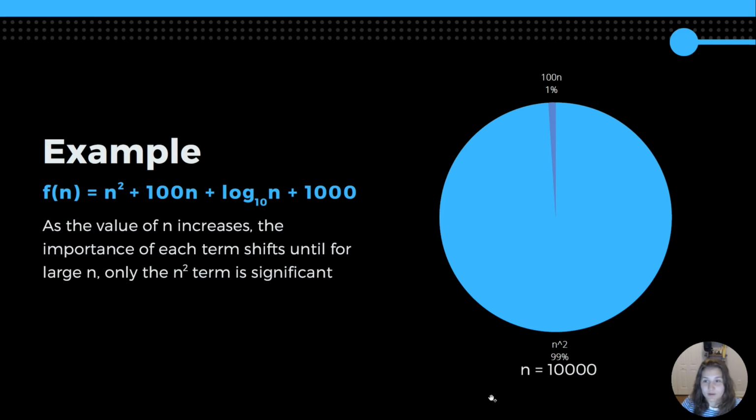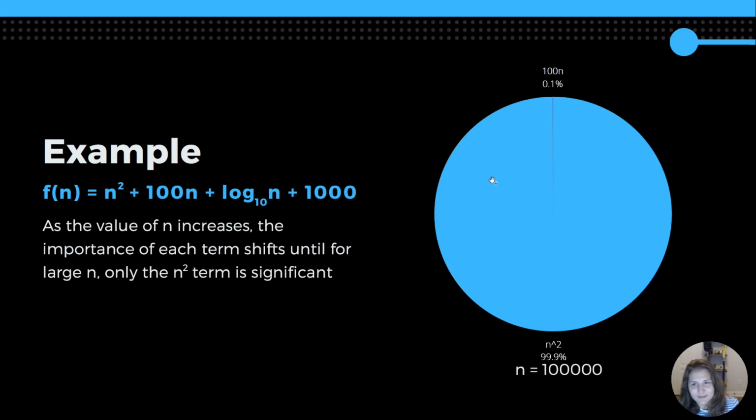When n becomes 10,000, n squared takes up 99% of the function's value. And when it becomes 100,000, it's 99.9% of the function's value. So what we're showing here is that for small values of n, the last term, 1,000, is the largest. But as n grows, the only term that remains significant in the function is n squared. That's what we're looking at when we are determining our computational and asymptotic complexities.